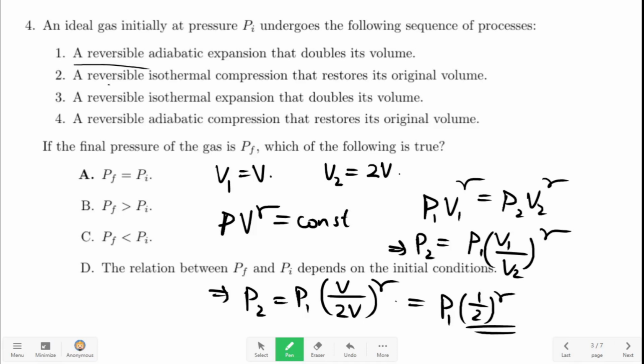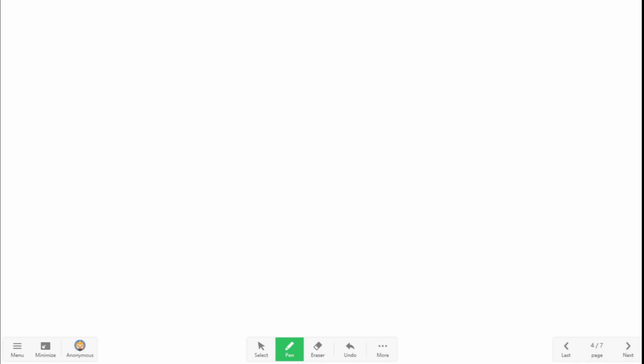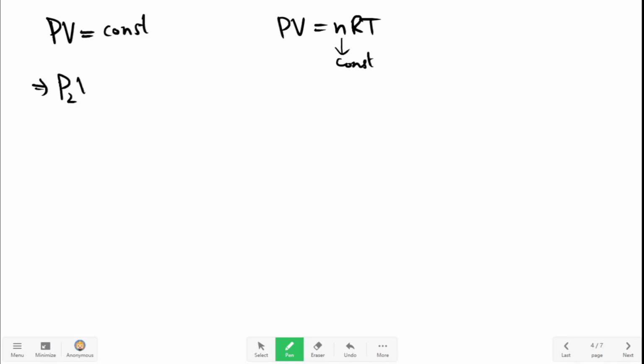In the second process, we have a reversible isothermal compression that restores its original volume. For an isothermal process, PV is equal to constant because we have an ideal gas. For an ideal gas, PV is equal to nRT, and we are not changing the number of moles, so n is constant, R is the universal gas constant, and T is constant in an isothermal process, so therefore PV is equal to constant, which implies P2 V2 is equal to P3 V3, where P3 and V3 are the pressure and volume after the second process.